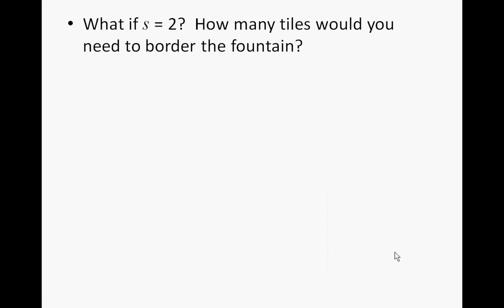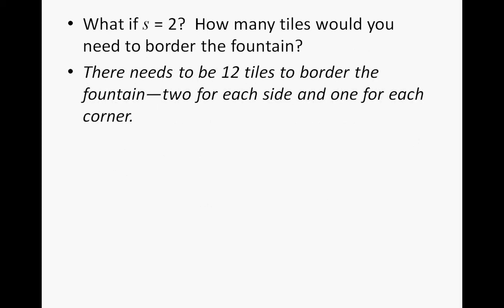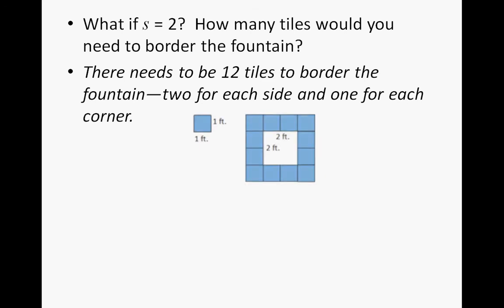But what if S is 2? How many tiles would you need to border the fountain? Well, there need to be 12 tiles to border the fountain, 2 for each side and 1 for each corner. So it would look like this. If each one of these is 2 feet, and then the one corner, and 1 for each corner, so on and so forth.